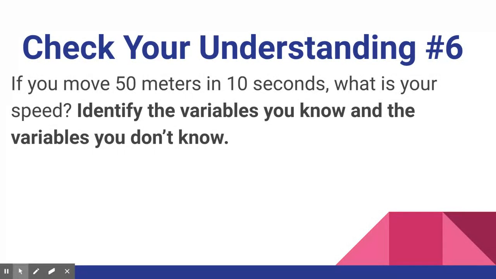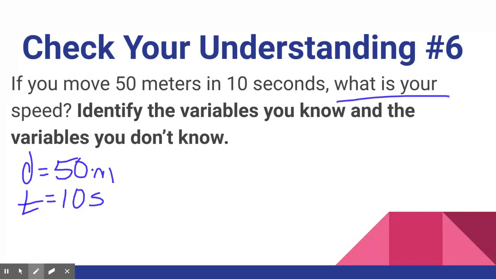Okay, so let's calculate this. If you move 50 meters in 10 seconds, we're moving 50 meters, so that's our distance. And we did it in 10 seconds, so time is going to be 10 seconds. What is your speed? It's just straight up asking us, how quick were you moving? So we don't know what our speed is. To calculate speed, it's going to be V is equal to D over T.